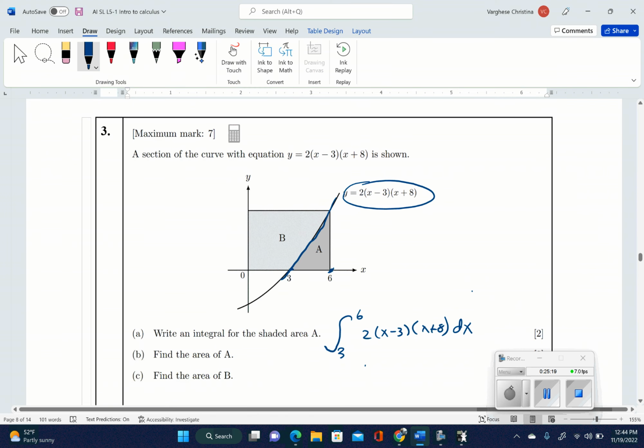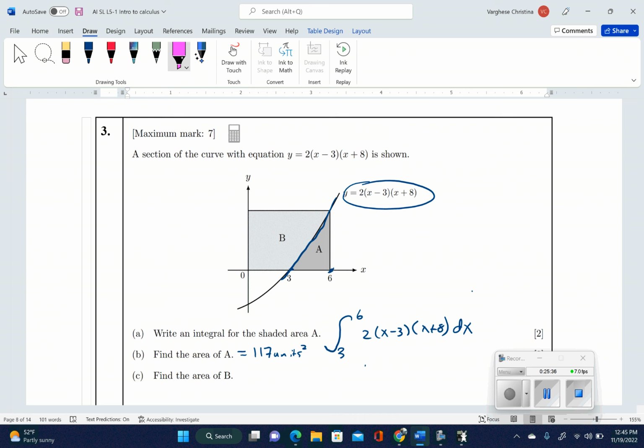So this right here, the area of A is 117 units squared, and now they asked us to find the area of B. So what is it that I know? Okay, here, boom, this is a rectangle. Let me just highlight that. So here, this is a rectangle, and I know that my length of this rectangle is 6, and my height, not really sure, but my height is going to be whatever number that right there is, right?